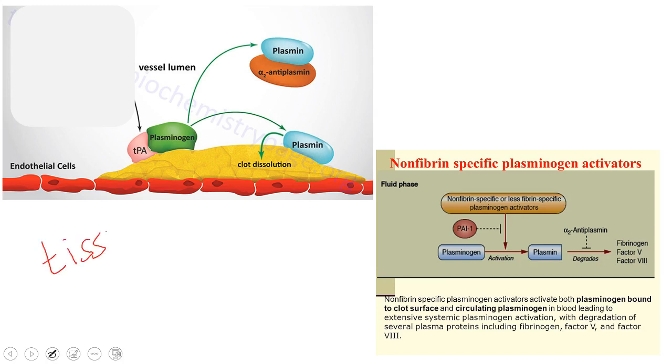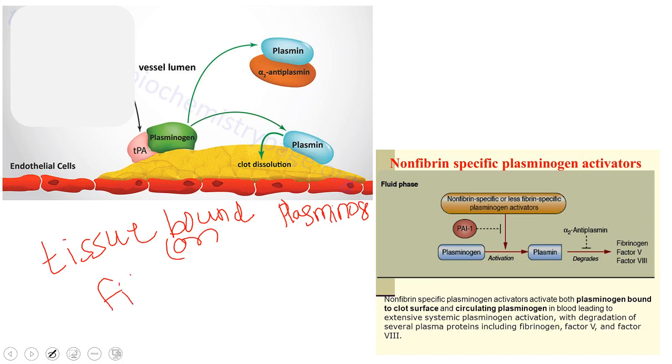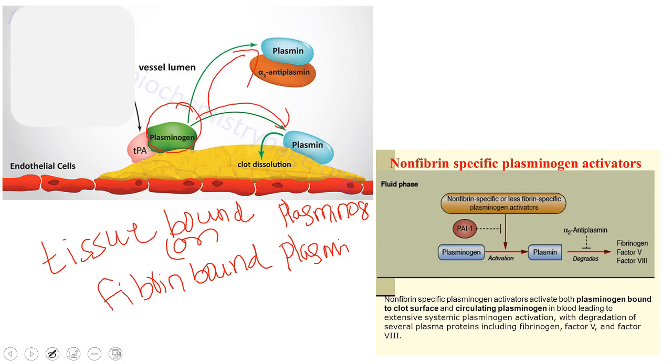tissue bound plasminogen or fibrin bound plasminogen. As we are discussing, this class of drugs is going to activate the conversion of plasminogen to plasmin, and thereby they are going to lyse the thrombi.